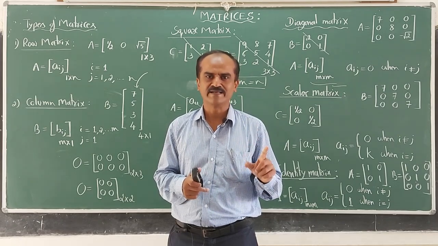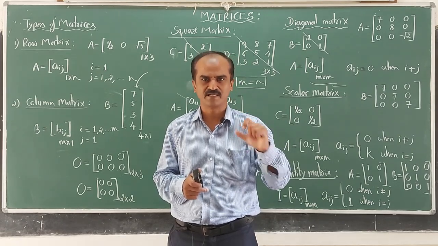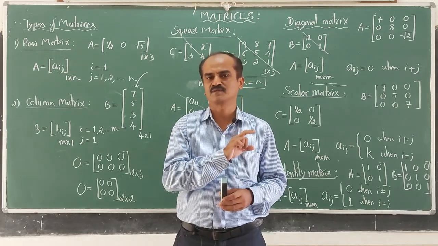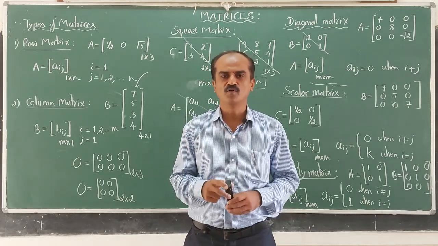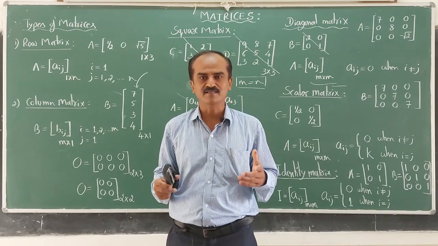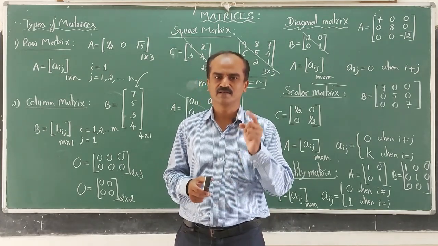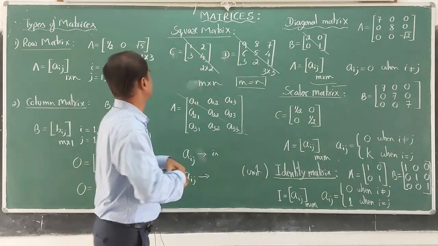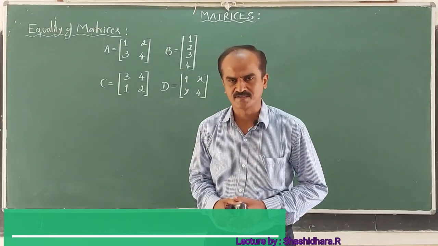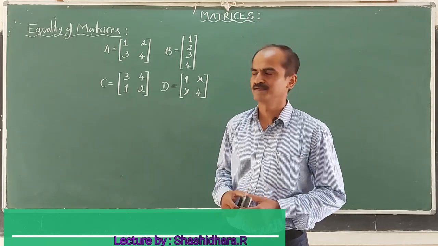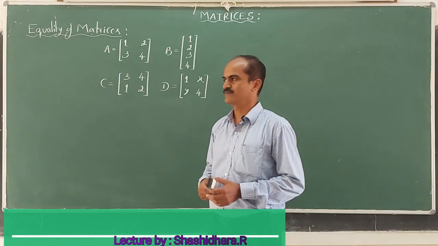Remember, identity matrix is always denoted by capital I. Null matrix is denoted by capital O in this chapter. With this now, we will move on to discussing when to say that two matrices are equal. Very important one. Now we will discuss that. Okay. To discuss equality of matrices, here I considered some set of matrices. 4 matrices I took.